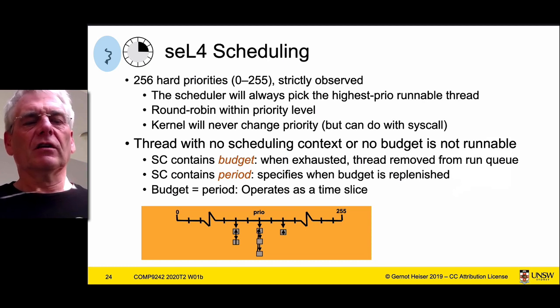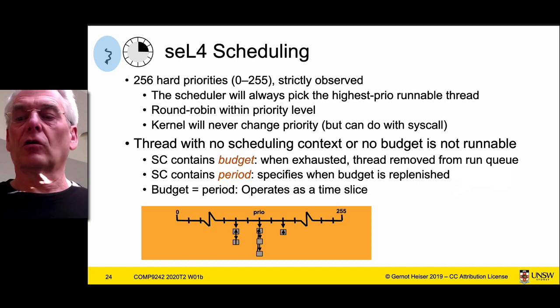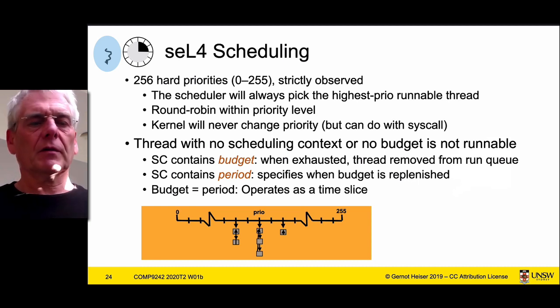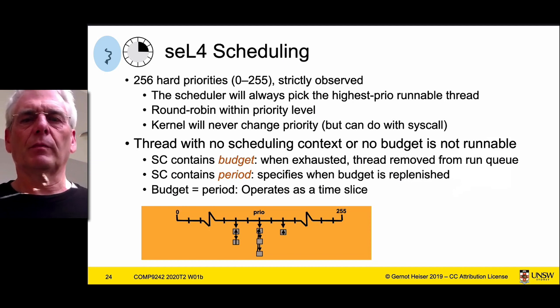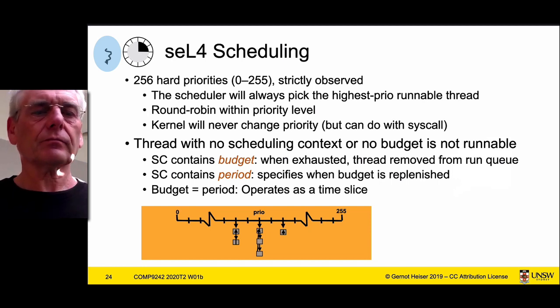And if the budget is exhausted, so the thread gets to the end of its budget, it is no longer runnable, and it will be removed from the run queue. When does it get back? This is specified by the period. So the period tells you how often you can get a new budget. And if you're at the end of your budget, you get suspended until the next period is up, you get a new budget, and then you're runnable again.